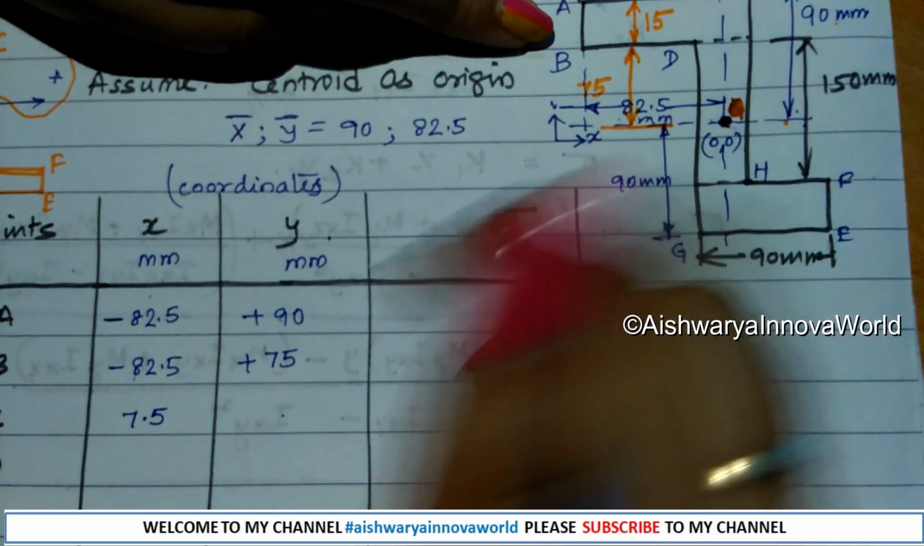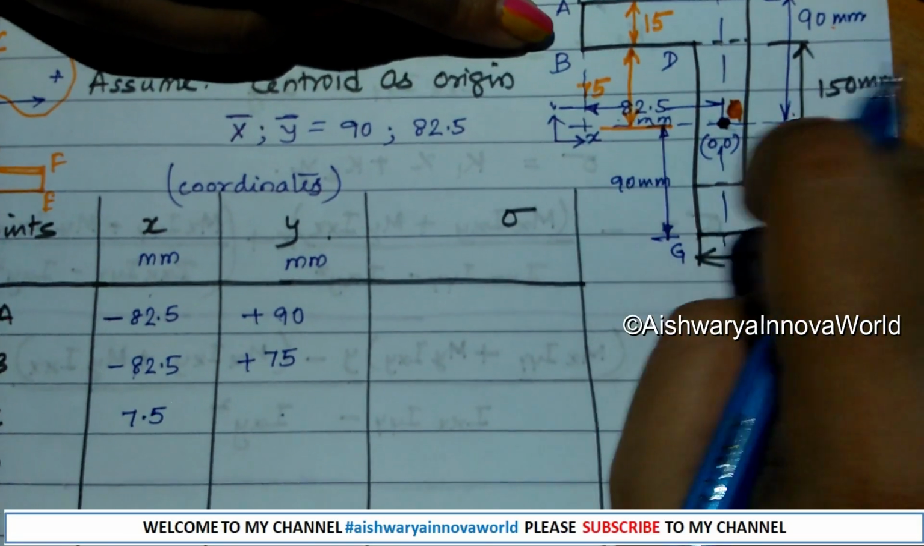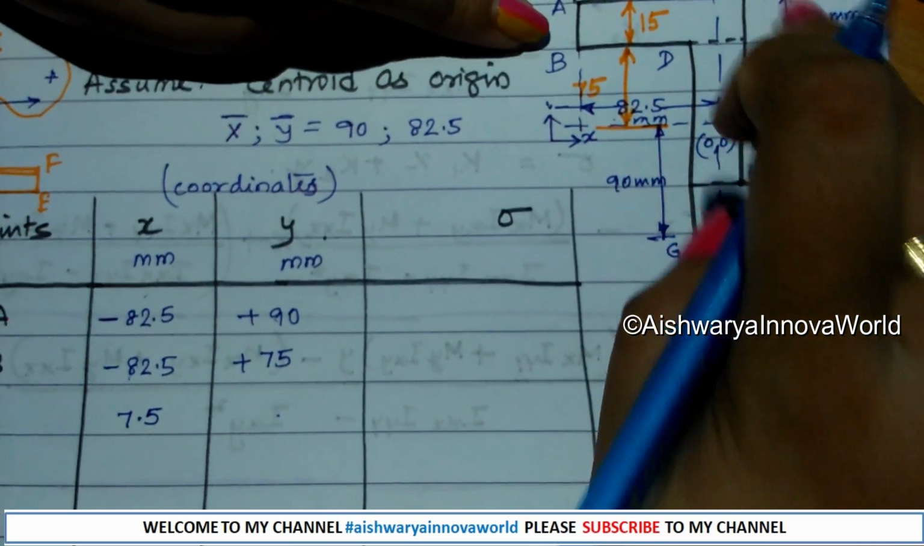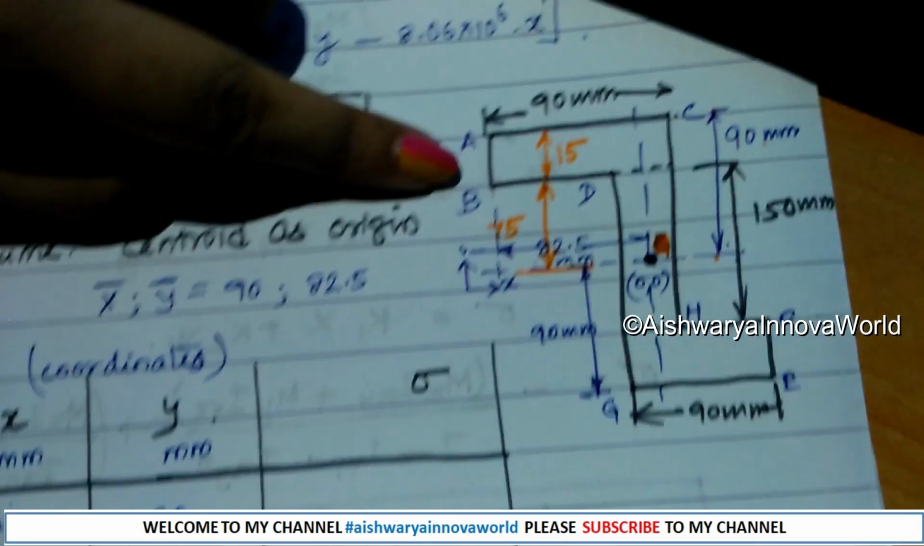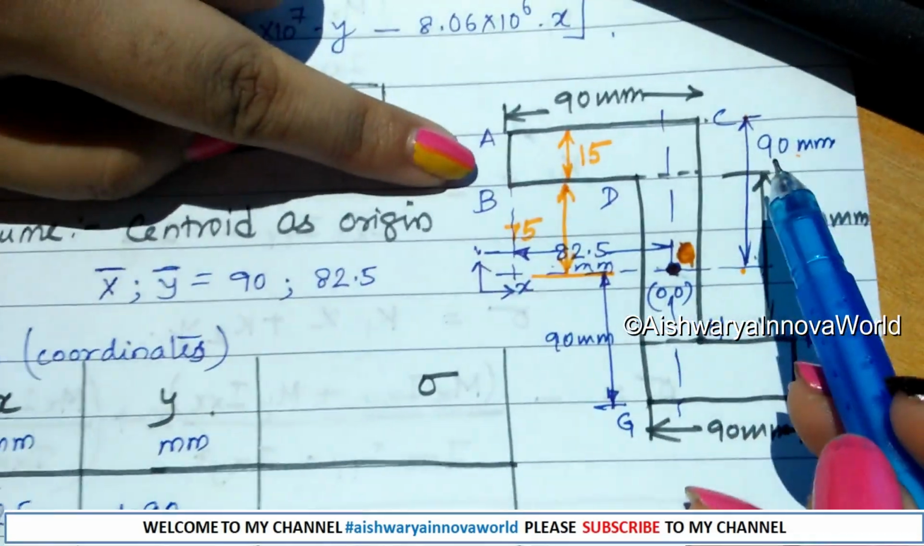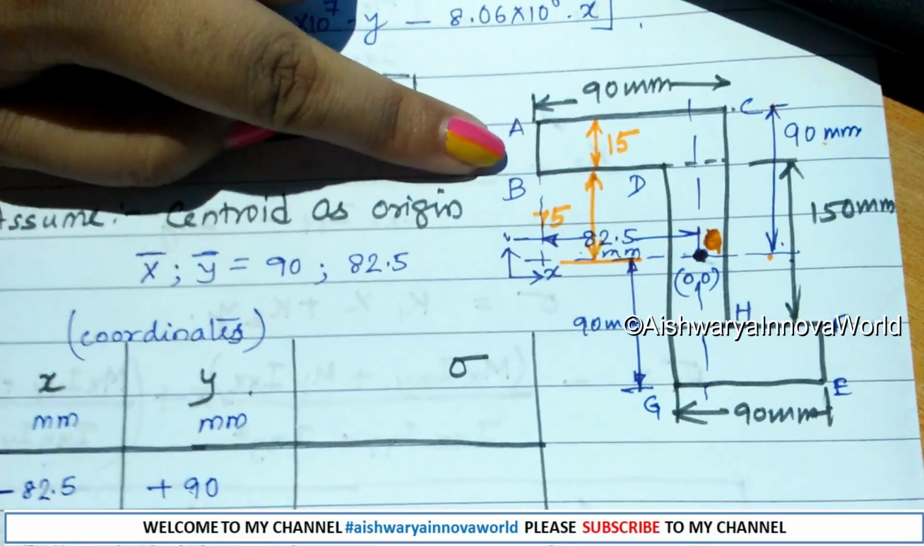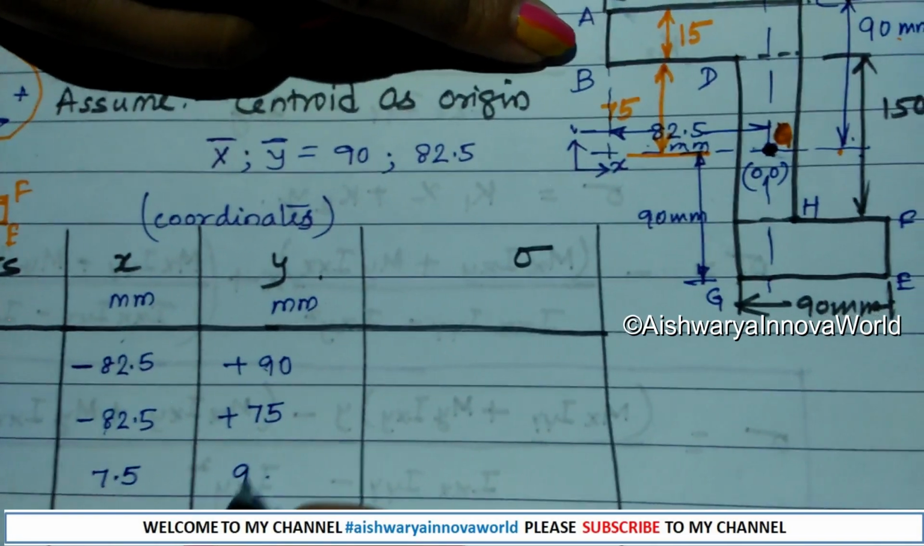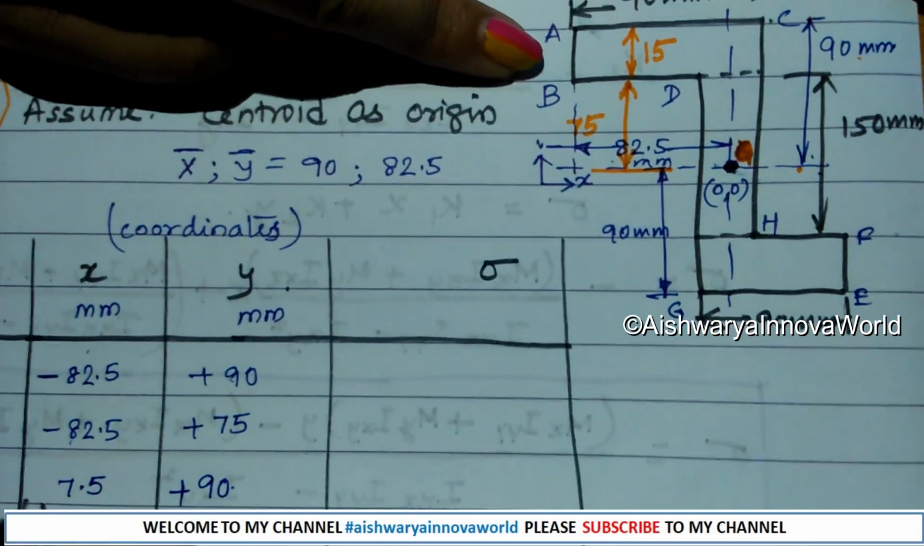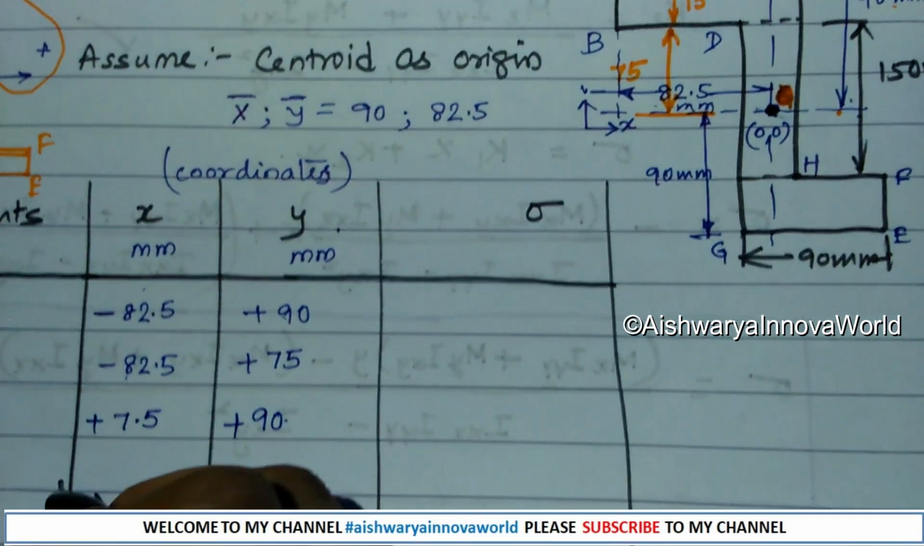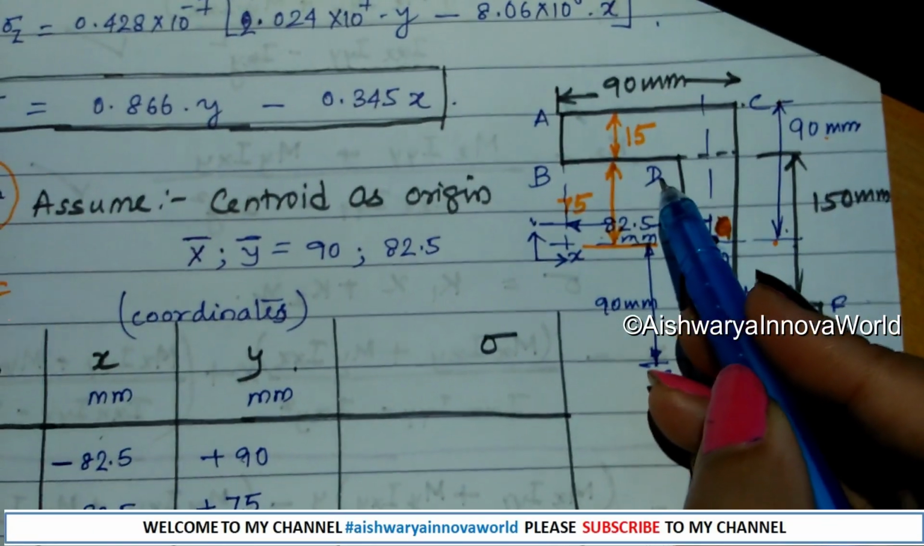How much upward? 90. From the centroid to the point here is 90. Focus on the C point. It is on the 90. So what we'll write here is positive 90. Positive value. Now see the point D.